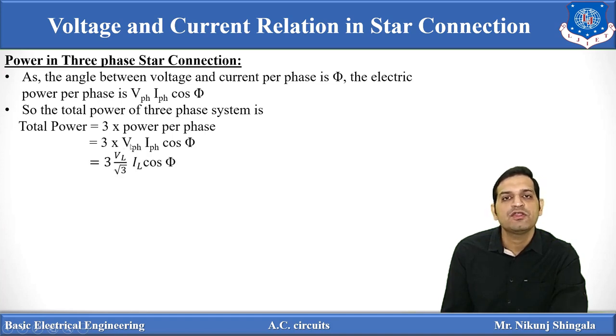Now we know the relationship between line voltage and phase voltage for the three phase system. I phase will be equal to I_L and V phase will be equal to V_L by root 3. So if we solve this, we will get root 3 V_L I_L cos phi. So this is the power in a three phase star connected system.